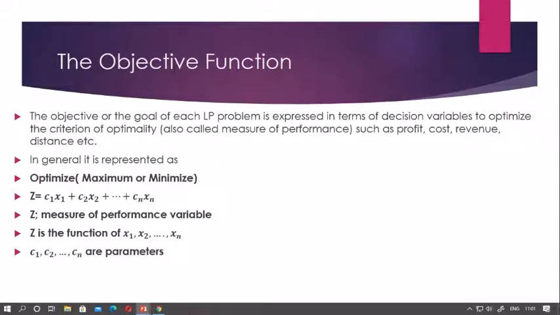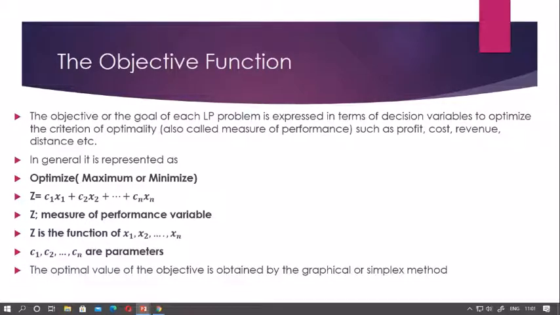The optimal value of the given objective function is obtained by either using the graphical method or the simplex method. Now, these two methods will be studied later. Now, this is the general format of a linear programming problem.